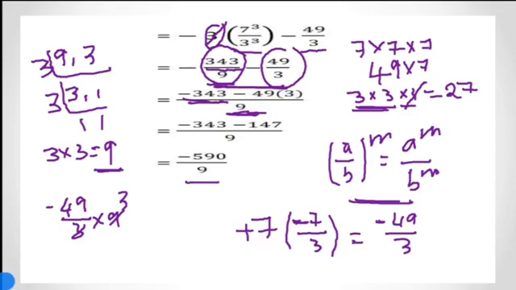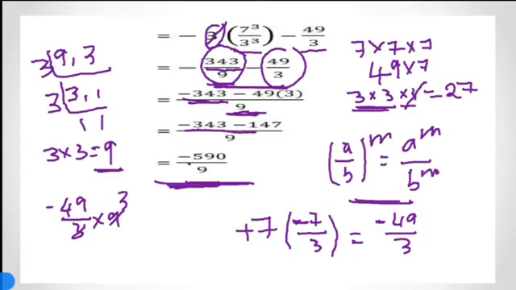That means we are going to add these two numbers, because it is minus 343 minus 147, we write the sign as it is, but we need to add here. So 343 plus 147, we get 490. Finally we remain with minus 490 divided by 9. Hence the remainder is not equal to 0.